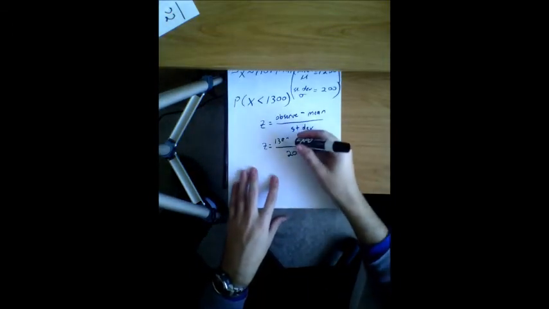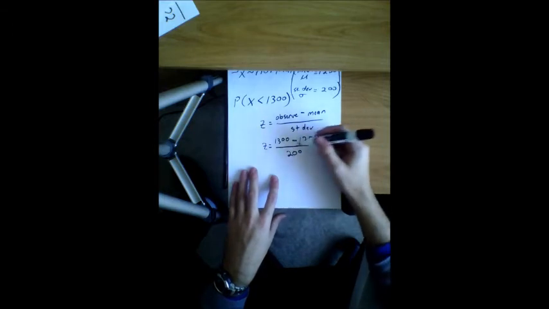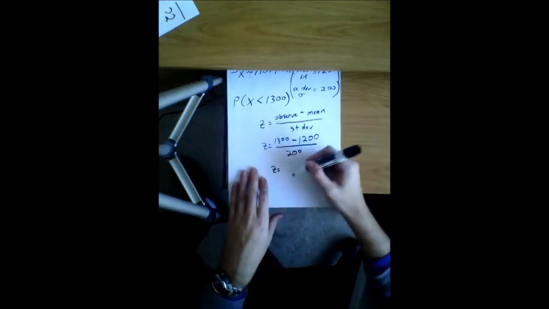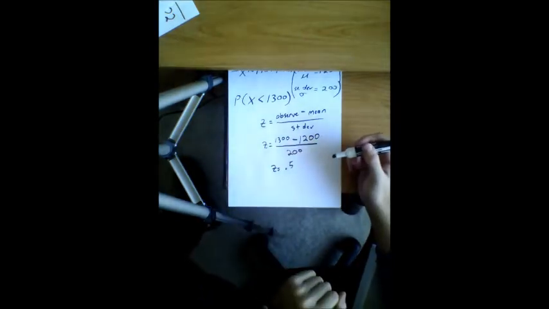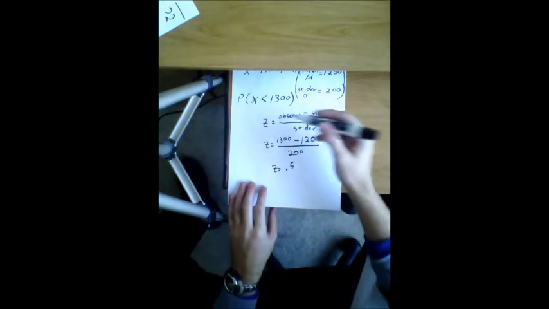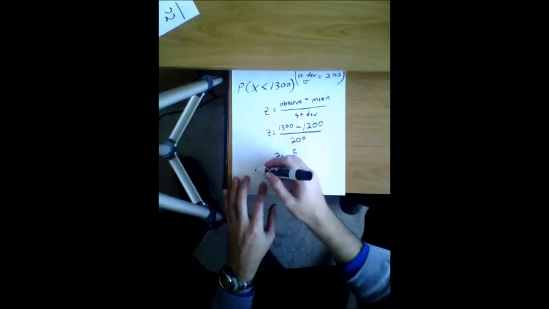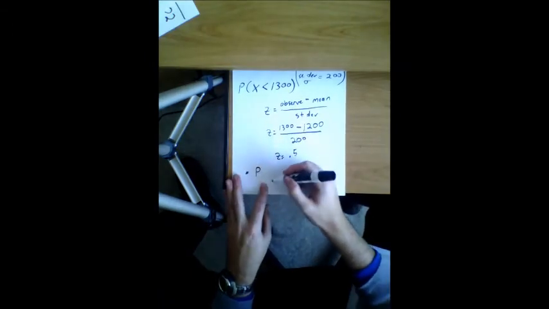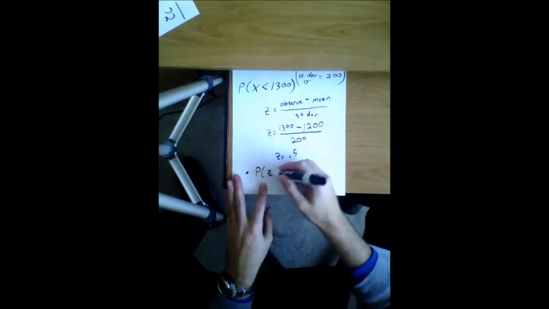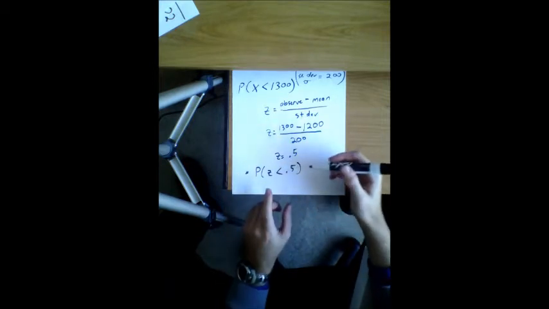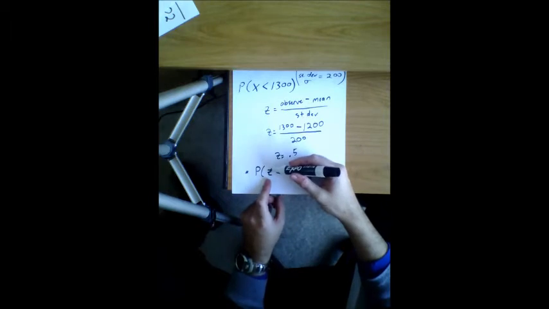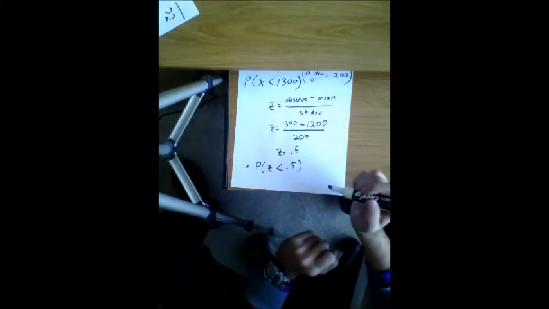So once you do this, you get 100 on the top. 100 divided by 200 is going to give you 0.5. So our z is 0.5. So rather than the probability of x less than 1,300, it's going to be the same thing, equal to the probability that z is less than 0.5. That is, a standard normal random variable is going to be less than 0.5.